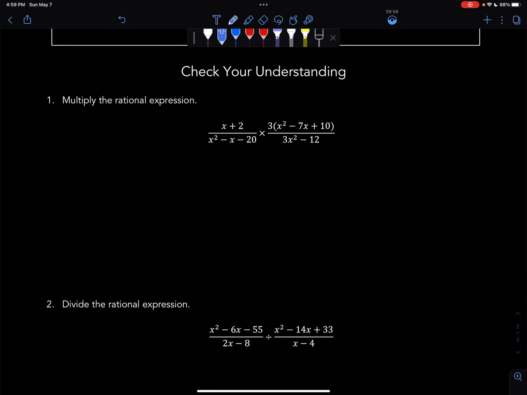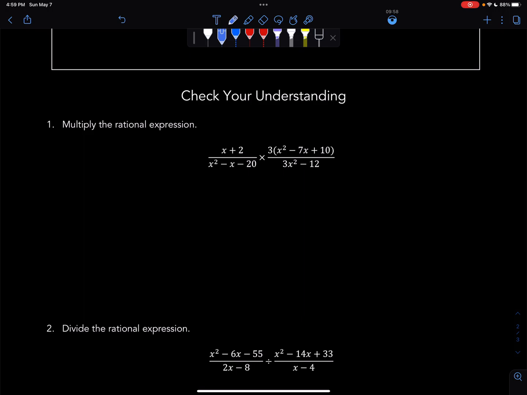So we've got these problems here in Check Your Understanding. We've got to factor all over the place here, everything except the first numerator. That's the only thing we don't have to factor. Remember, if the C term is negative as it is here, we're subtracting the factors. So we're looking for factors of 20 that are 1 apart.